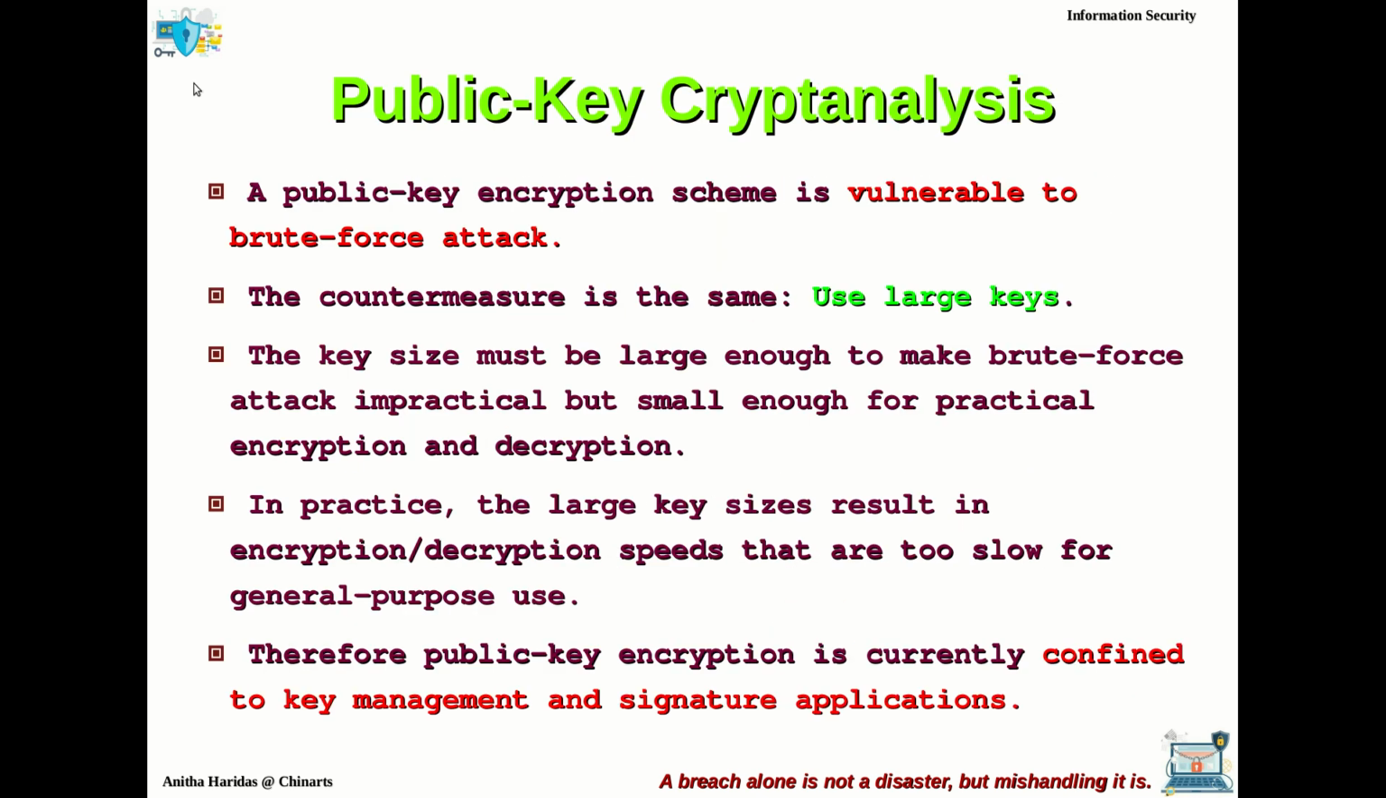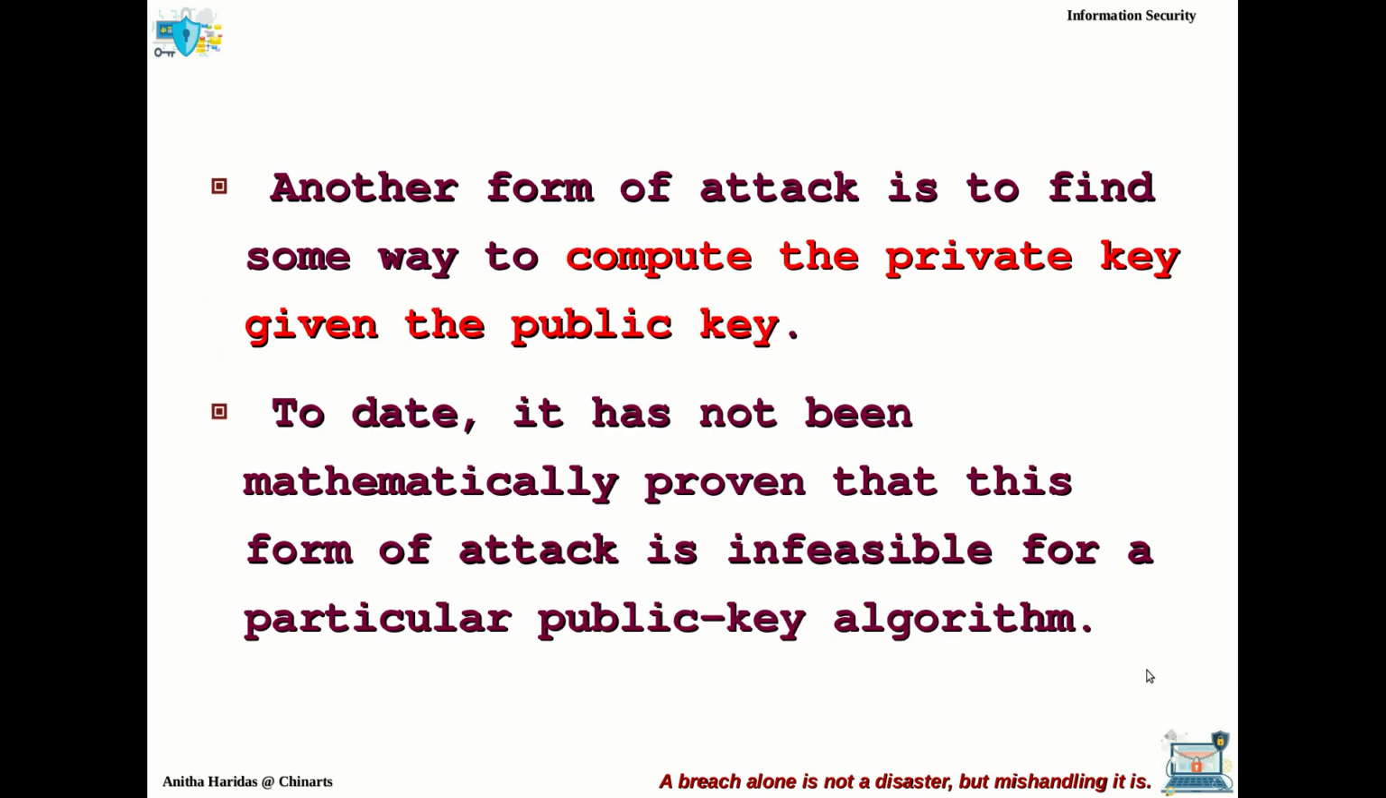So the three types of attacks that may happen in the public key crypto system: the first is the brute force attack. The solution here is using a larger key. But if you use a larger key, the problem is encryption and decryption become very slow. So you must have an optimum size key. That is why the public key crypto system is used only for key management or for digital signature applications.